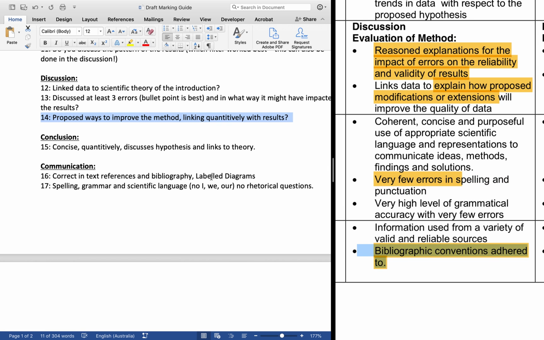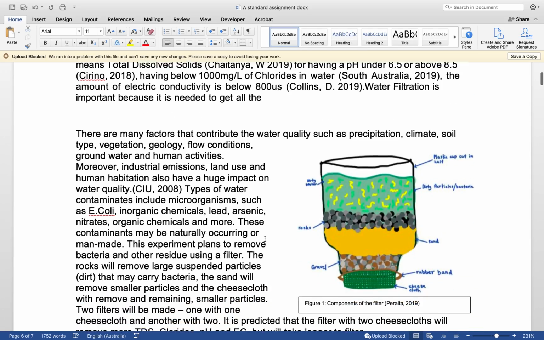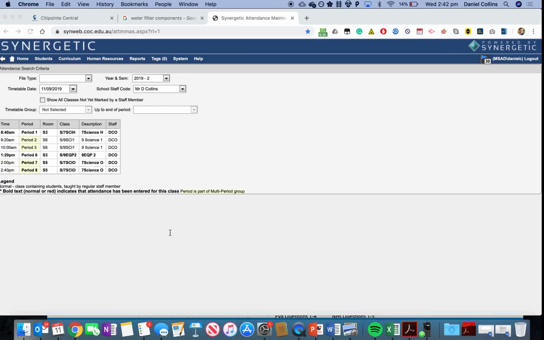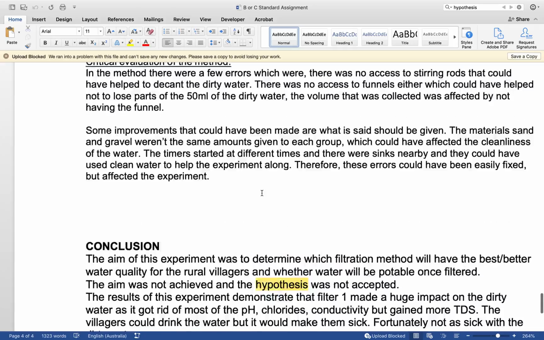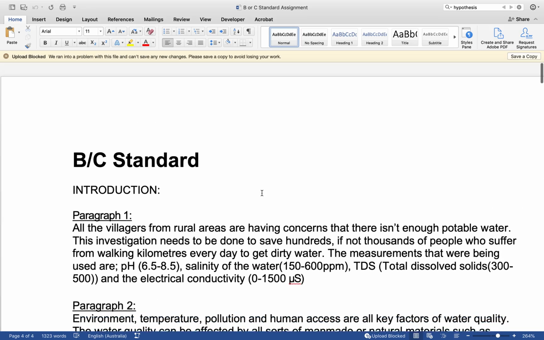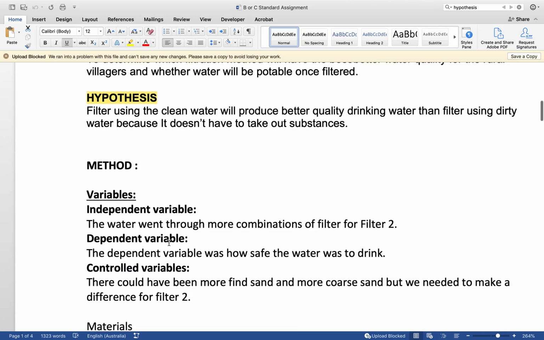Are your diagrams labelled? The B or the C student, I don't need to see... Oh, no, it's the A student. Oh, where'd my B student go? Oh, they went here. That's weird. It changed to where it was. They've put like paragraph 2. I don't need you to title the paragraphs.